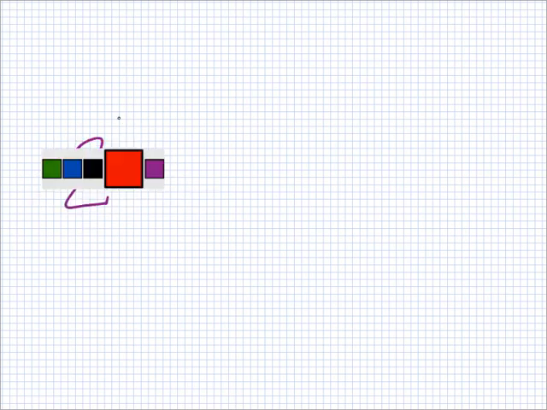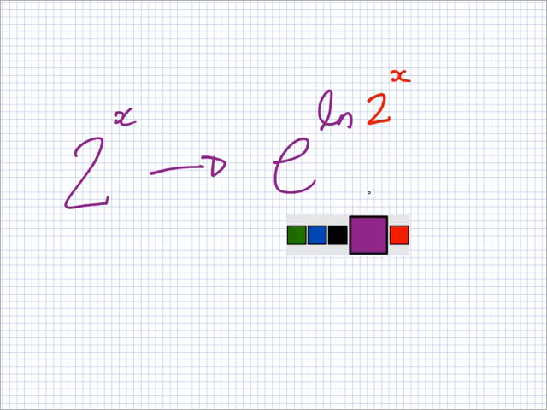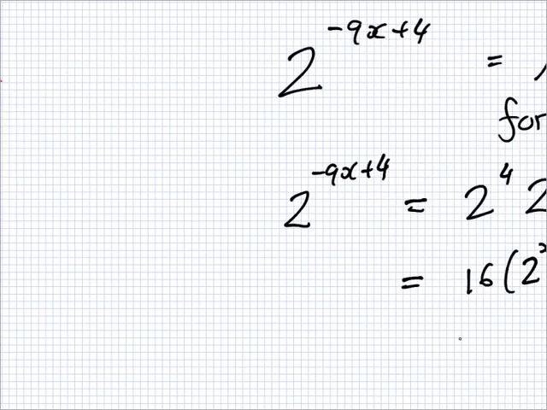or 2 power x, I change that into e to the power log 2, all to the power x. Now you might say, why can I do that? Well, e and log cancel, don't they? So if I can cancel e with log, what am I left with? 2 power x. So it actually is the same thing. 2 power x is the same thing as e to the power log of 2, to the power x. And this is how I can get the e introduced into it.